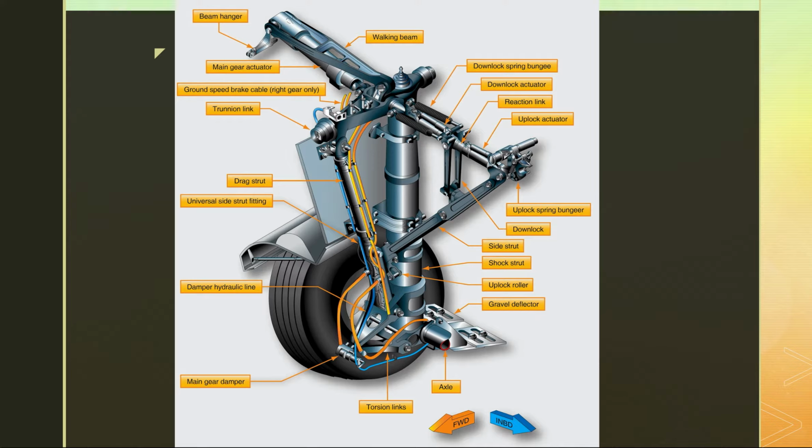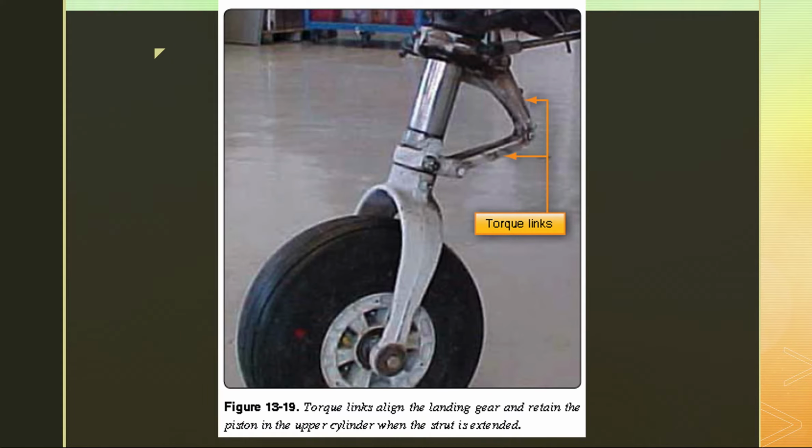It's really important with the emergency gear extension systems, because you'll know what it takes to get a positive locking mechanism to get the wheel down and locked.